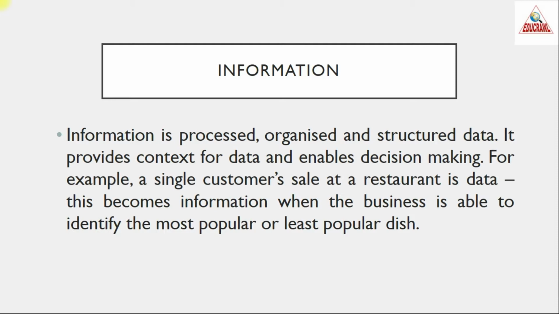Data is raw fact. Information is processed data. Information provides context for data and enables decision making. For example, a single customer sale at a restaurant is data. This becomes information when the business is able to identify the most popular or least popular dishes.